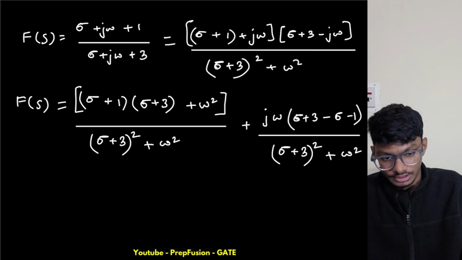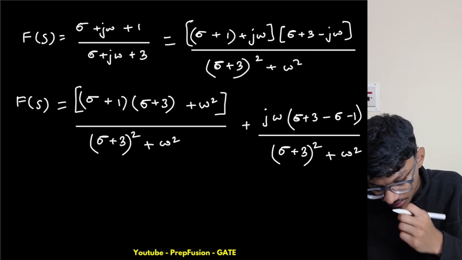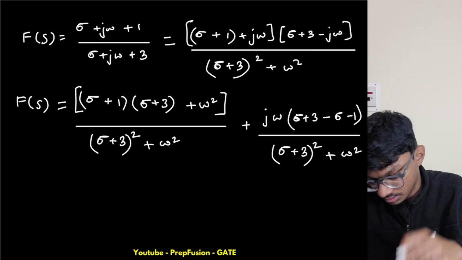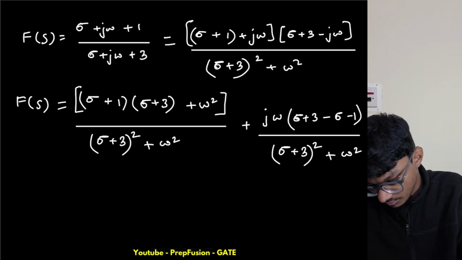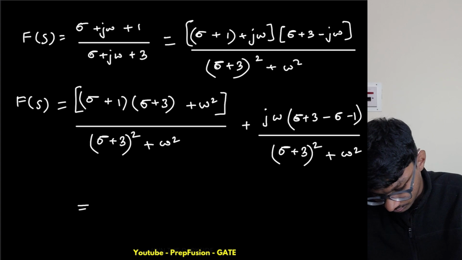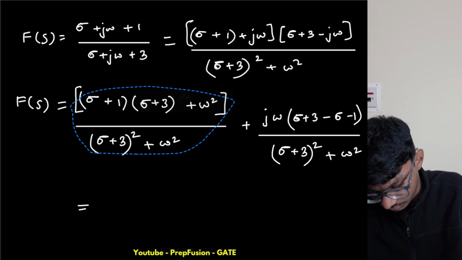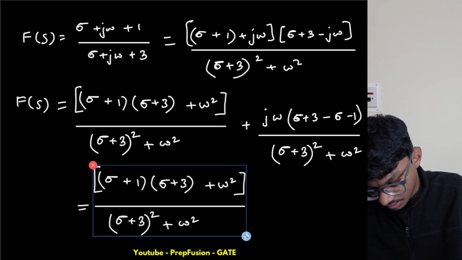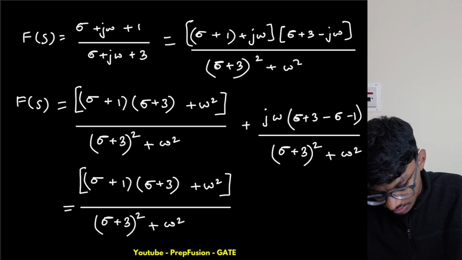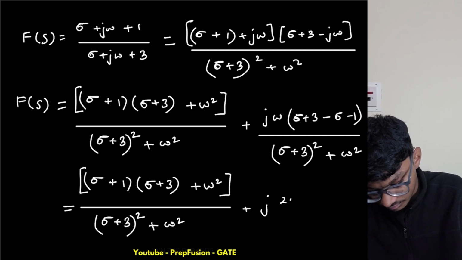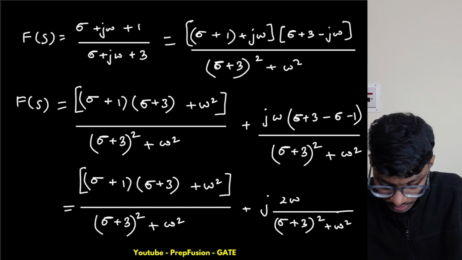So basically, I can separate the real and imaginary components. Let me write it down a bit better. Did I do something wrong here? Yeah, I did minus j, fine, minus j. So let me write this one. The real part is the same only, so I can simply copy this one, and the imaginary part just changes a bit. So it is plus j, sigma gets cancelled, we're left with 2 omega, plus omega square. So this is what my f of s is.